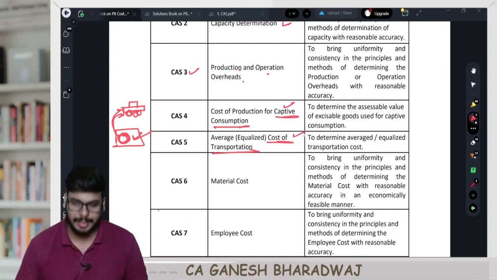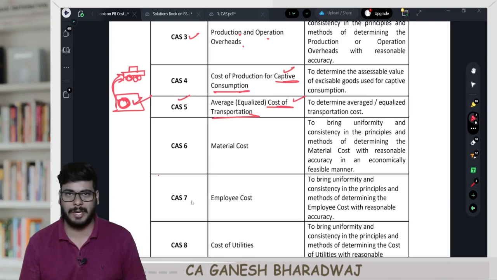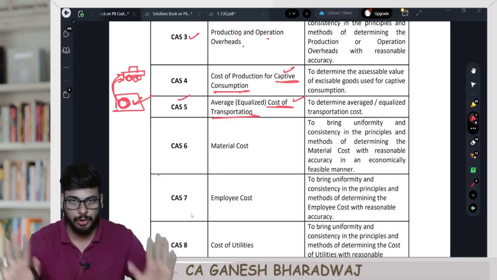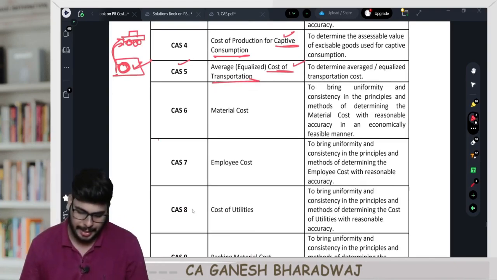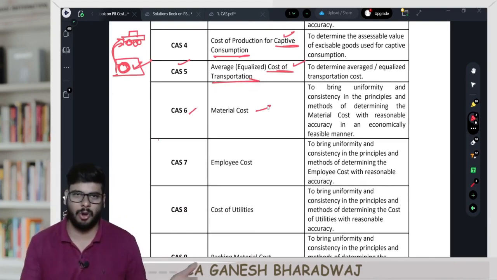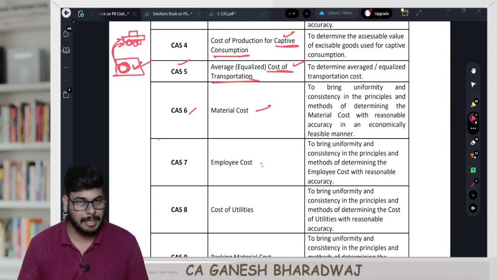This is what the standard says, right? Logically, this is what it says. How do I present it? Suppose they are asking for the scope and objectives of cost accounting standard 5, how do I write it in the exam? I will tell you, do not wait. First, I'm just walking you through the list of standards that are applicable. Next, CAS number 6, material costs. All the material cost related areas which we have read are covered under this chapter. CAS number 7, employee costs.